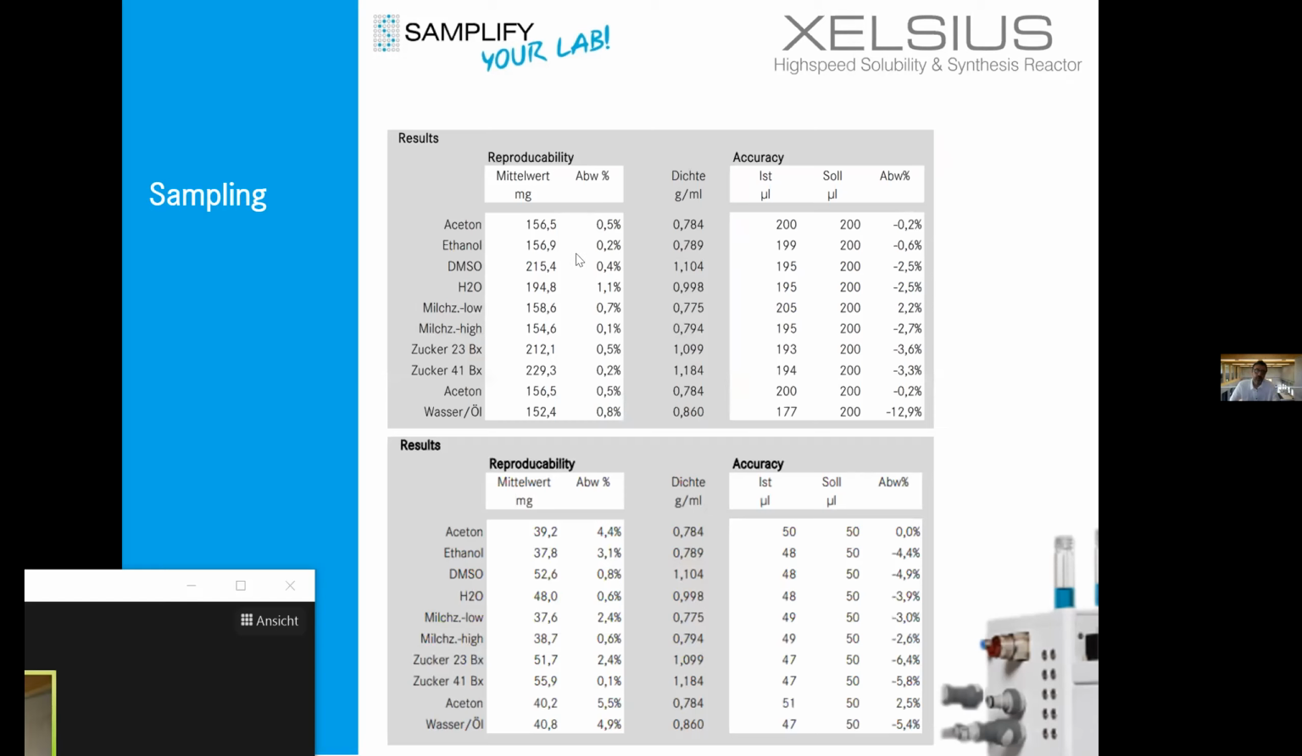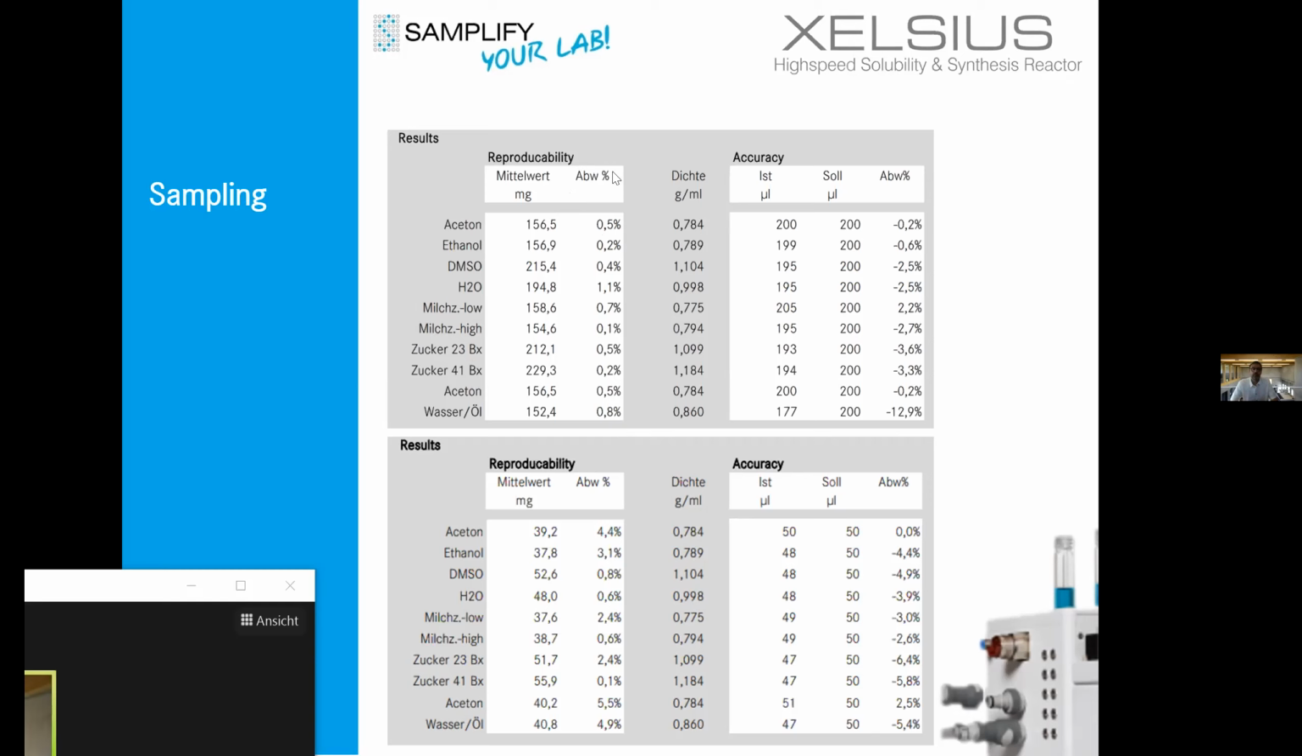And we also did it with some different solvents and different viscosities of solvents. So we have chosen water sugar solutions with 41 brix. It means we have 40 gram sugar in 60 gram water. So when we tested it with 200 microliters sampling out of our reaction vessels, you see the reproducibility was excellent.